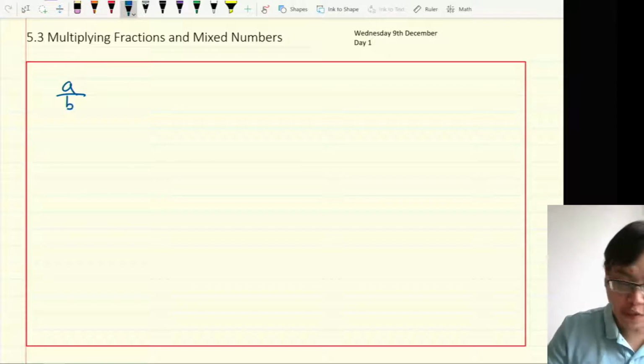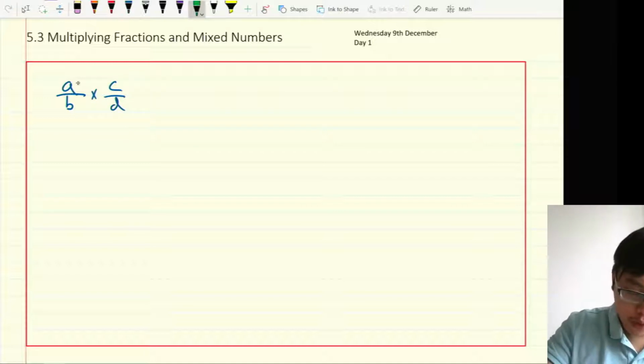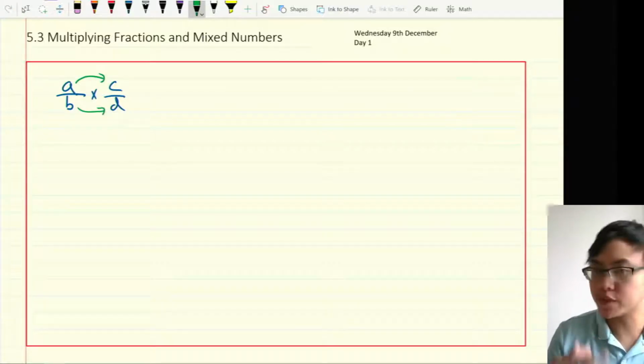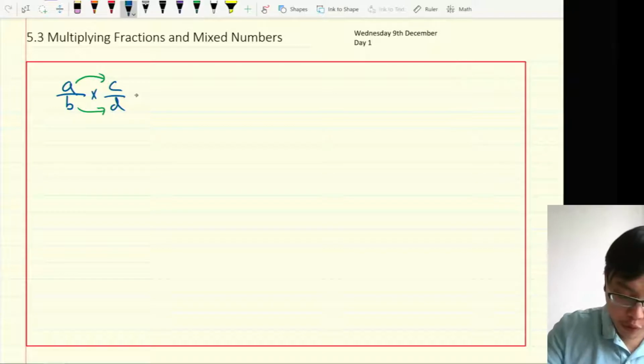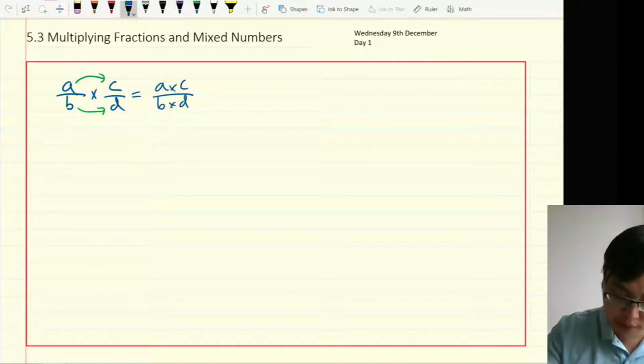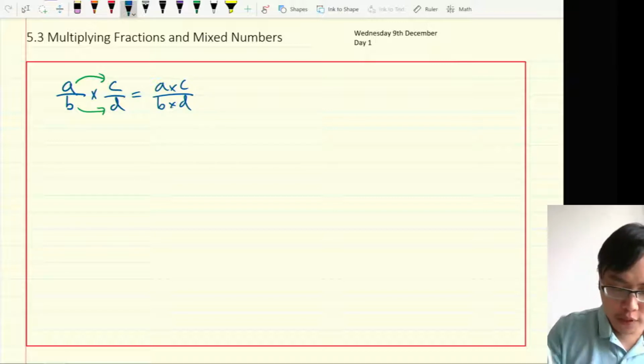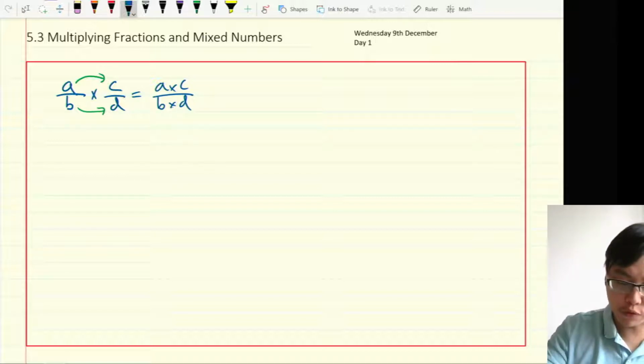If I had a fraction a over b and I wanted to multiply it by another fraction c over d, what happens is we do top times top and bottom times bottom. And so our answer will be a times c at the top and b times d at the bottom. Okay, so let's go straight into some examples.